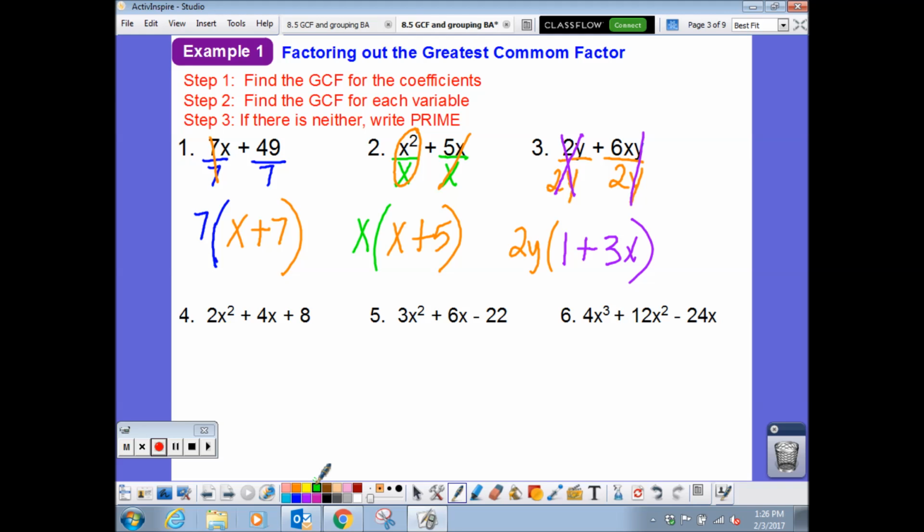Okay, notice a way to check these. If you wanted to take your answer, so in this case, in this last one, if I wanted to take 2y and distribute it, it should be 2y plus 6xy. Okay, we have just undone that.